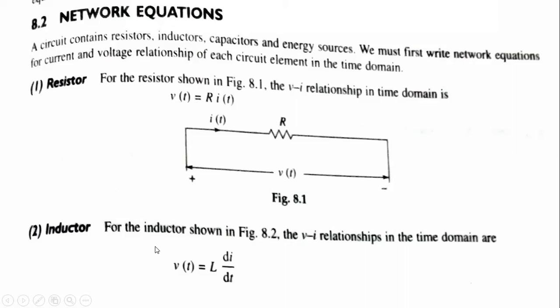Likewise, if an inductor is connected with the source, that source will be the voltage V of t, and the current I of t will start to flow if the circuit is closed. How can you write the voltage drop across the inductor? Always remember, the voltage drop across the inductor V of t is equal to L into di by dt. Here IR is for the resistor, and with the inductor it is the differential form: V of t equals L into di by dt.